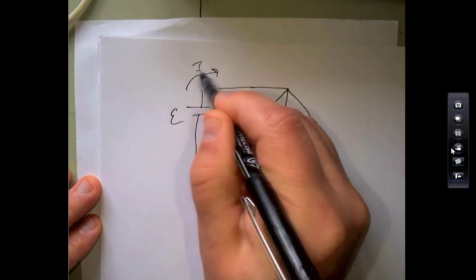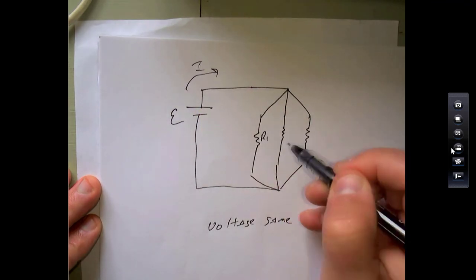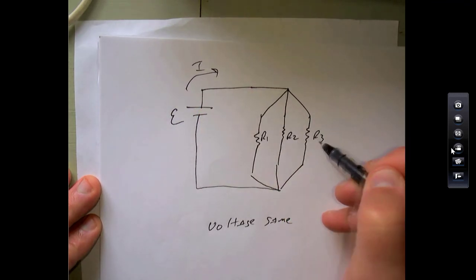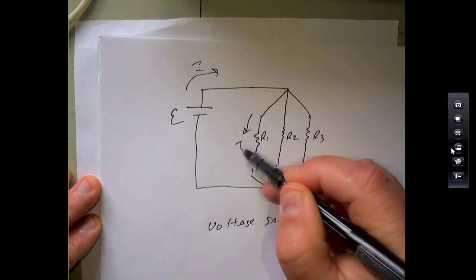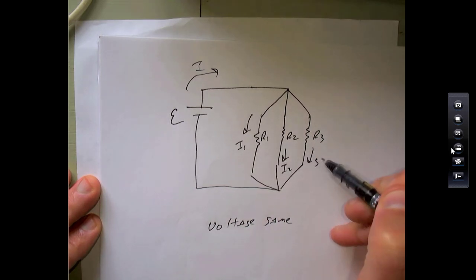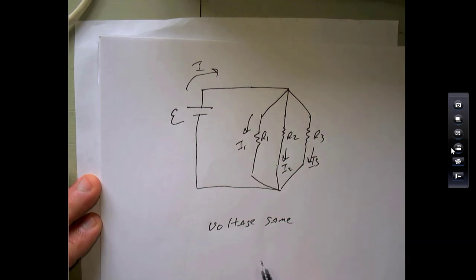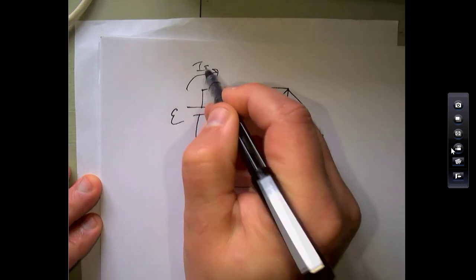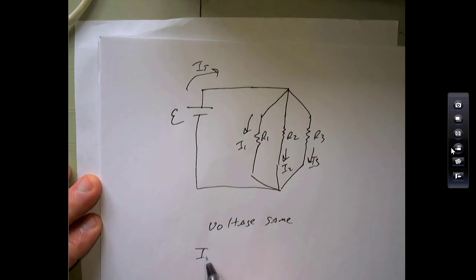Current comes out, splits off. If this is R1, R2, and R3, this would be I1, I2, and I3. It's the current that adds up. So if this is the total current, it is I1 plus I2 plus I3.